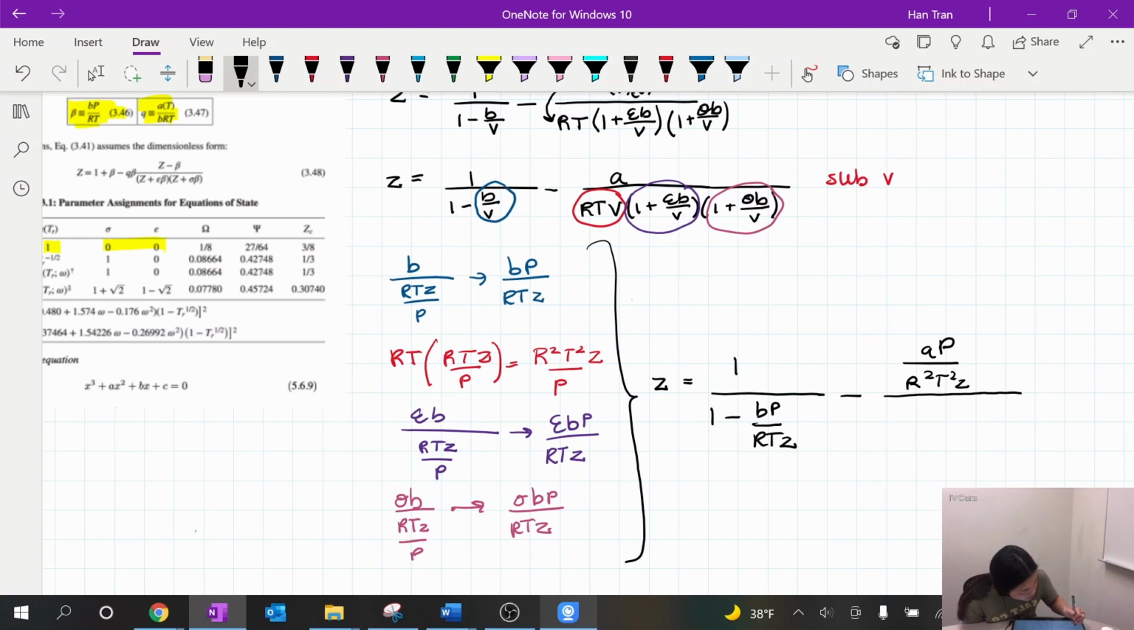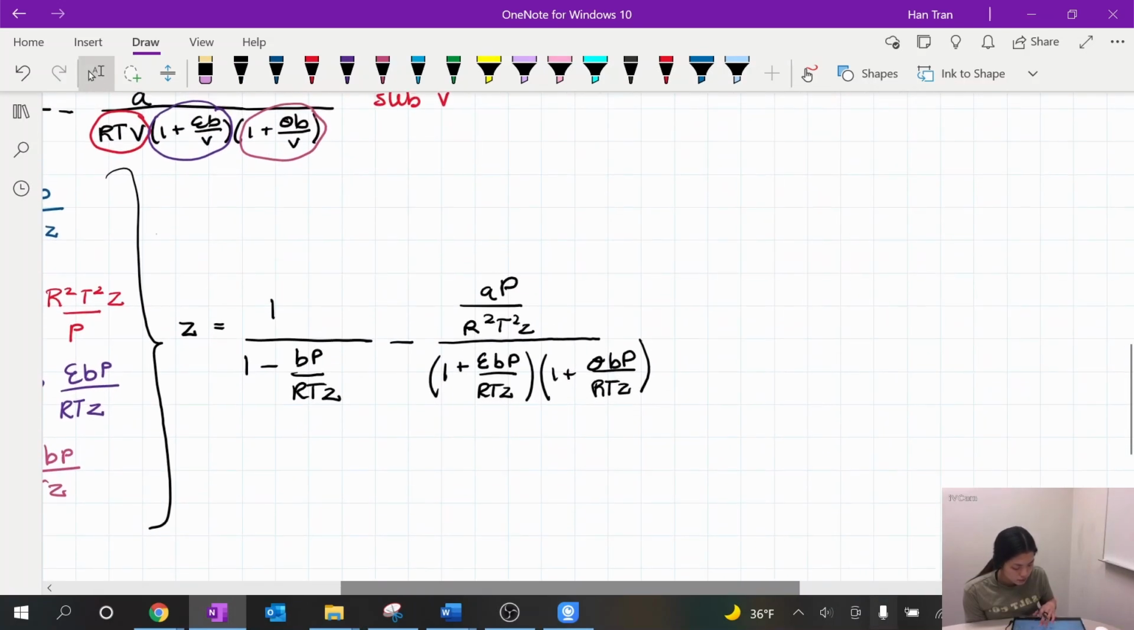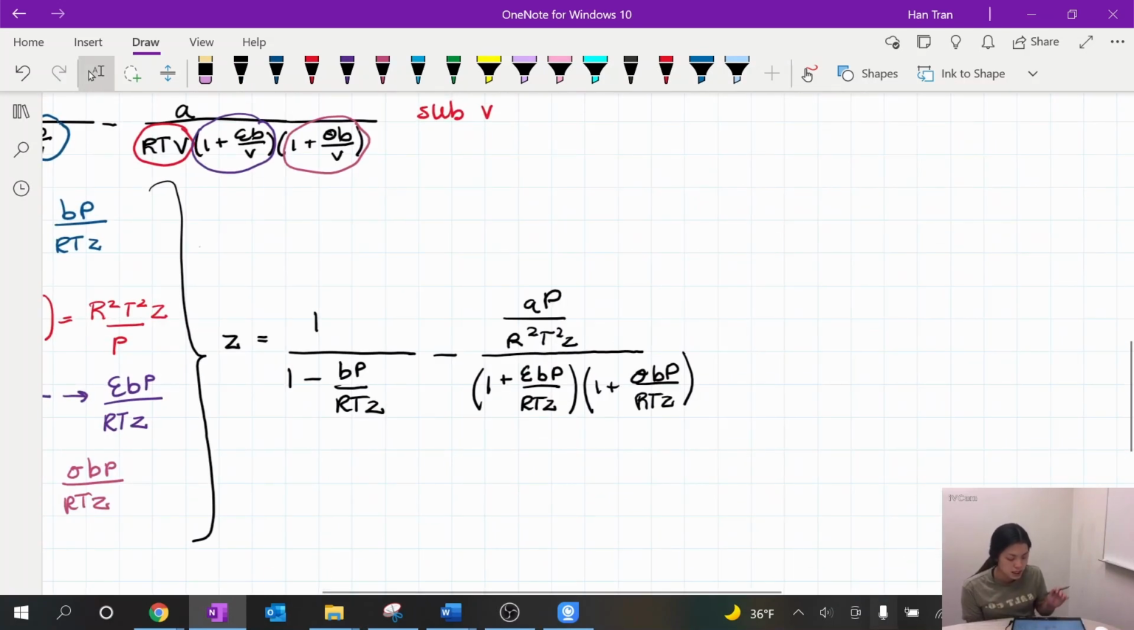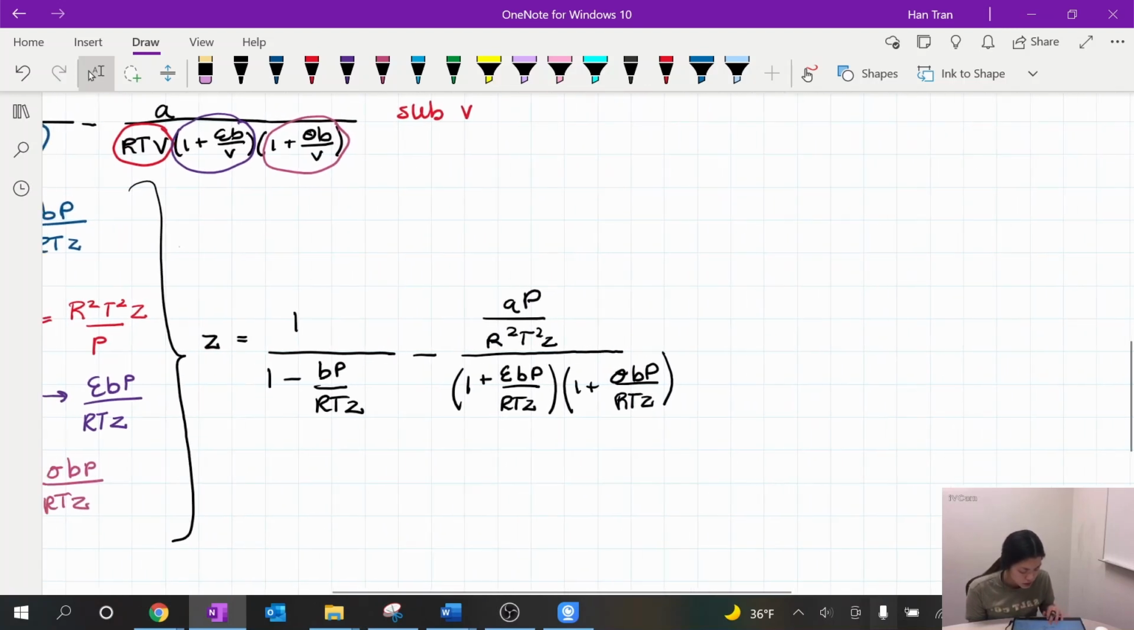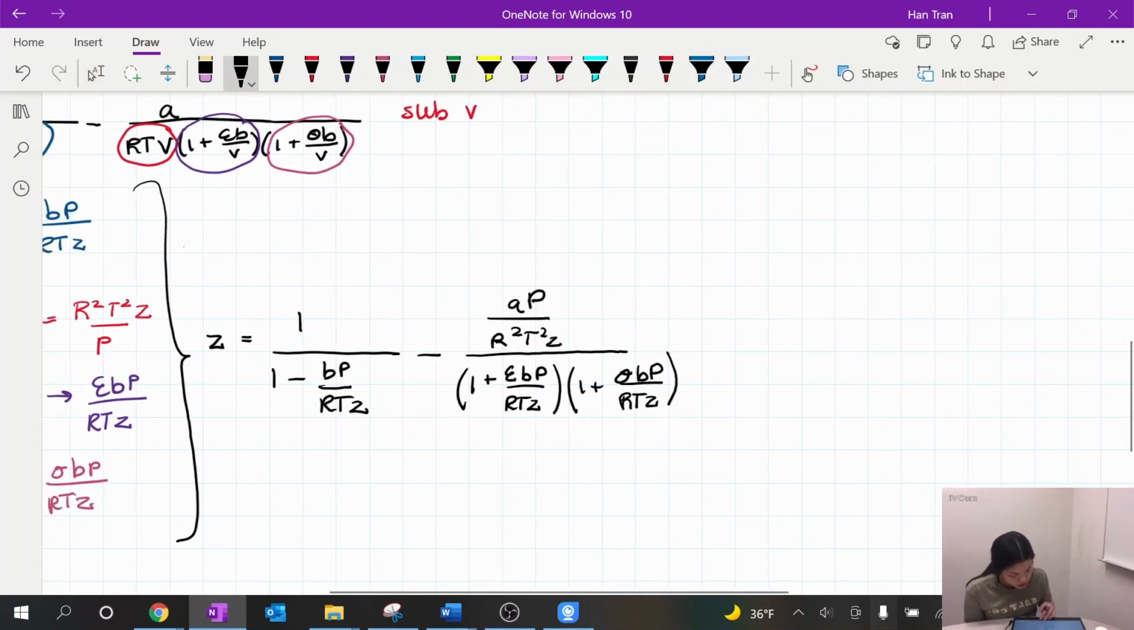And then we're going to divide that whole thing by the quantity 1 plus epsilon B times pressure divided by gas constant R times temperature times compressibility factor Z, times the quantity of 1 plus sigma B times the pressure divided by the gas constant R times temperature times the compressibility factor. So now that we've gotten rid of the specific volumes and everything is in terms of the compressibility factor, we're going to try to start cleaning up this equation.